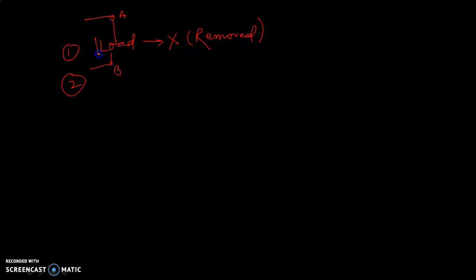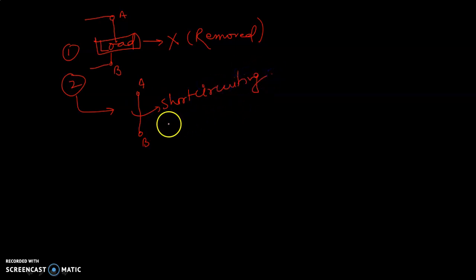So in the second point, what are we doing? We are going to short circuit this terminal A and B, and we are calculating the short circuit current passing through it, that is IN. We are going to calculate IN, the short circuit current passing through terminals A and B. We have short circuited this.